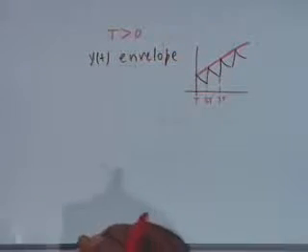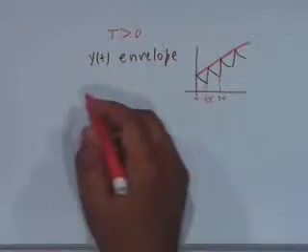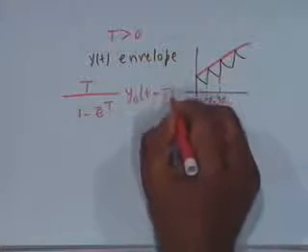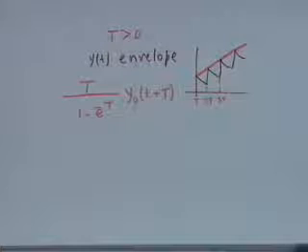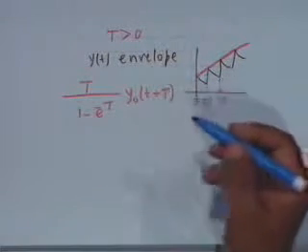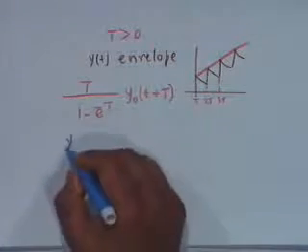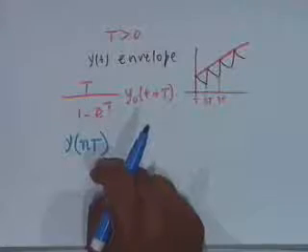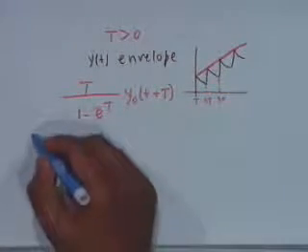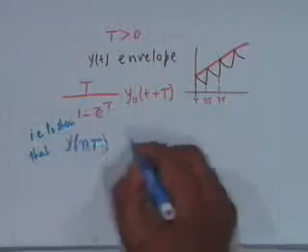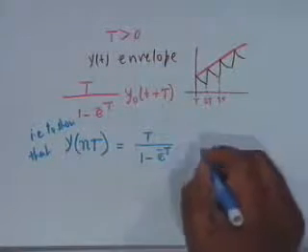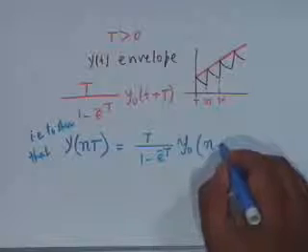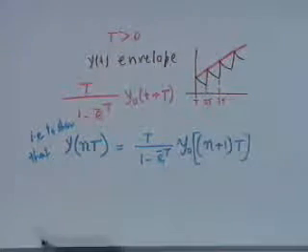The question is slightly involved, you have to read in between the lines. The question says that y(t) envelope is given by capital T divided by 1 minus e to the minus T, times y0(t plus T). Now there is a slight problem in understanding the problem. Envelope means that what you have to show is that at a general value of small t, let's say nT, the envelope is valid only at integral multiples of capital T. So for a general value of nT, you have to show that y of nT shall be equal to capital T divided by 1 minus e to the minus T, y0 of (nT plus T), that is y0 of (n plus 1)T. This is what has to be shown.